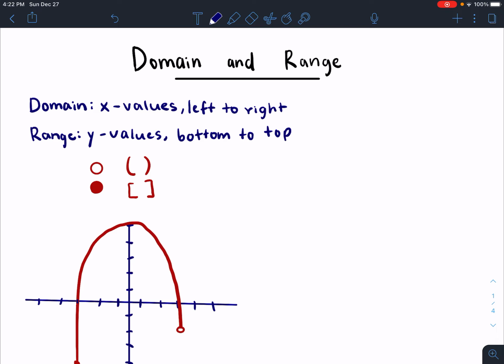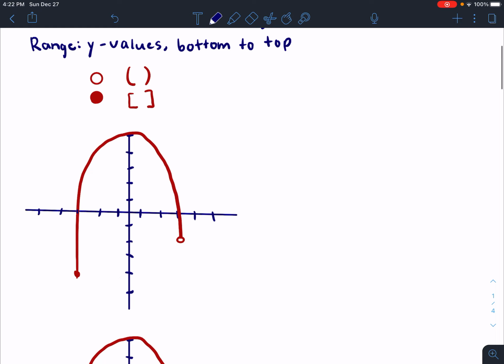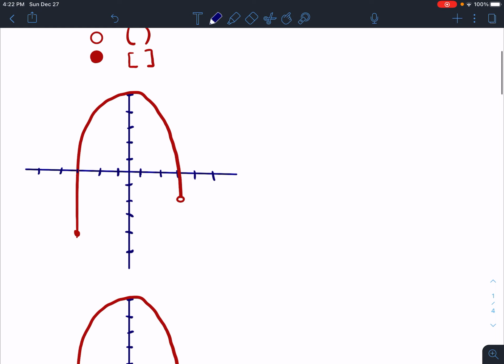Also, if the graph ends in an open circle, you would write the domain and range in parentheses. And if it ends in a closed circle, you would write the domain and range in closed brackets. So in this graph, you would read the domain from left to right. So the domain over here, the x value over here is -3, and then on the right, it would be 3.